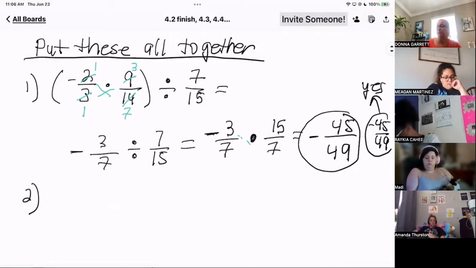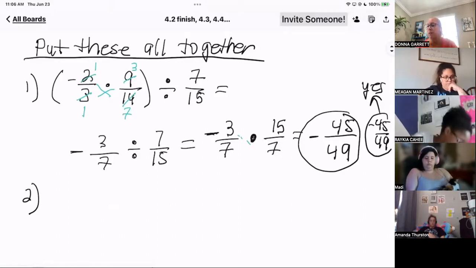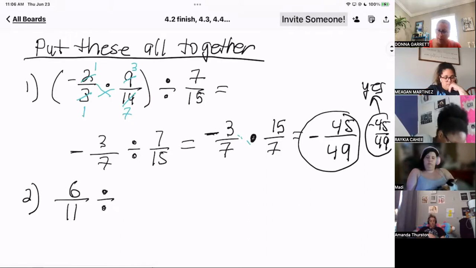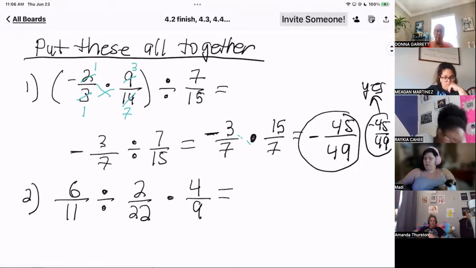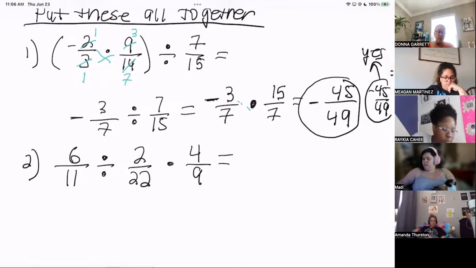Number 2. Okay, 6 over 11 divided by 2 over 22 times 4 over 9. Now, I don't have parentheses, but I have to use my order of operations, so I have to do my dividing first. But I can't divide because we don't divide fractions, we multiply by the reciprocal. So I'm going to fix this first.